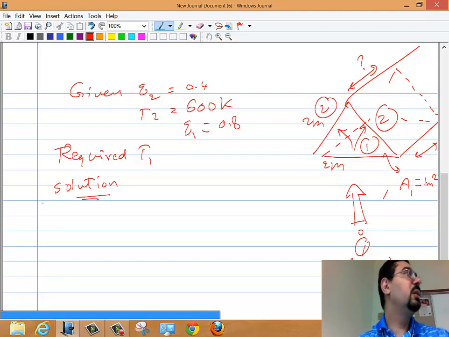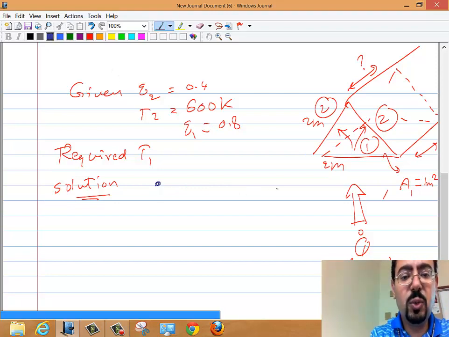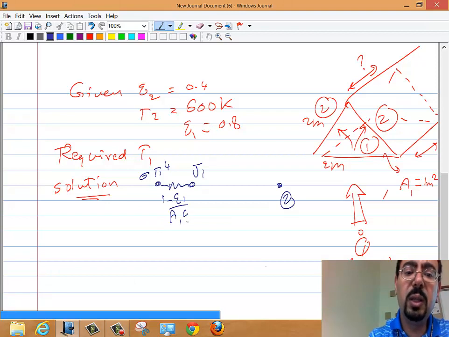So the thermal resistance network equivalent to this is just 2 bodies, surface 1 and surface 2. Right? And surface 1 wouldn't radiate like a black body. It will not radiate with sigma T1 to the power 4 because of the surface. So it will radiate J1. And how much is the surface resistance to radiation? 1 minus epsilon 1 over A1 epsilon 1.